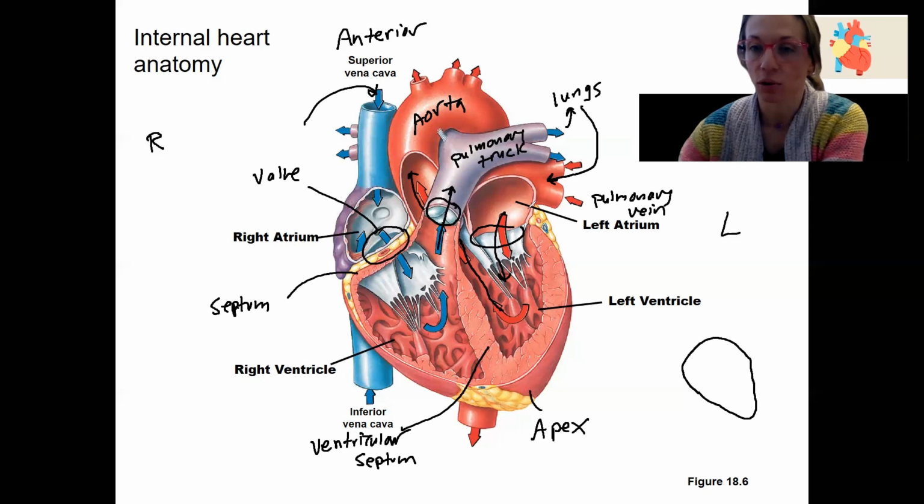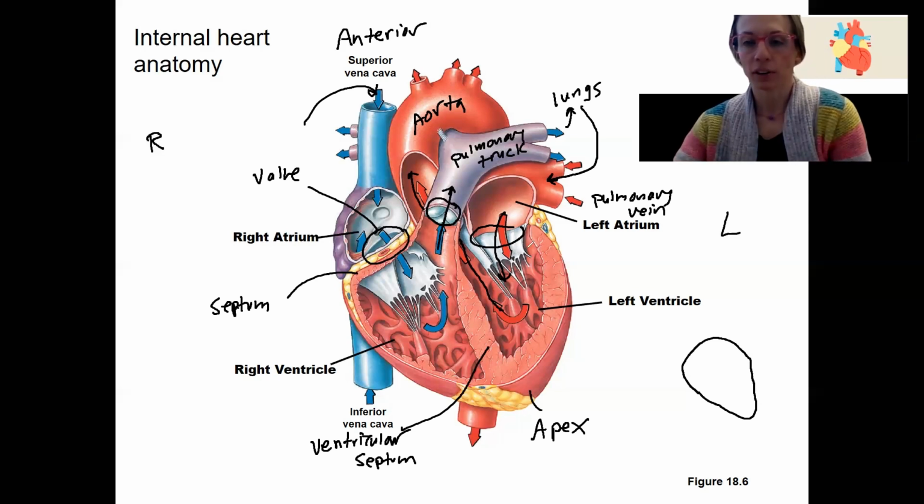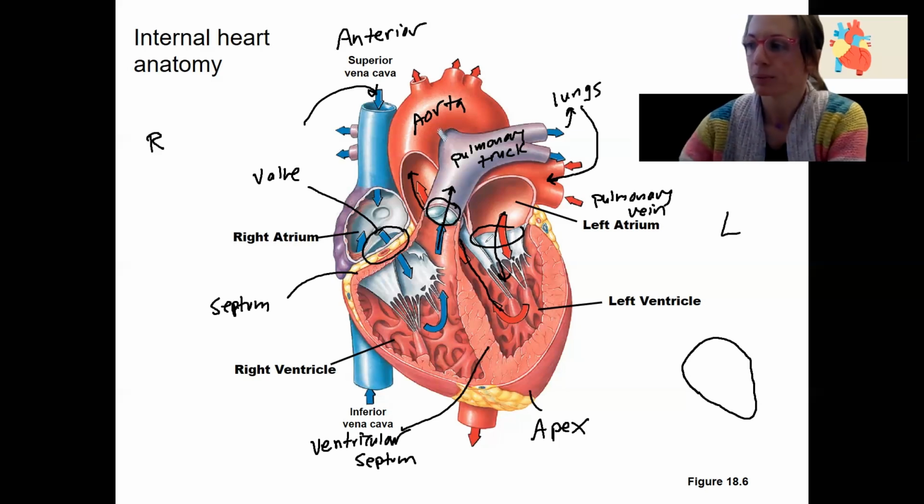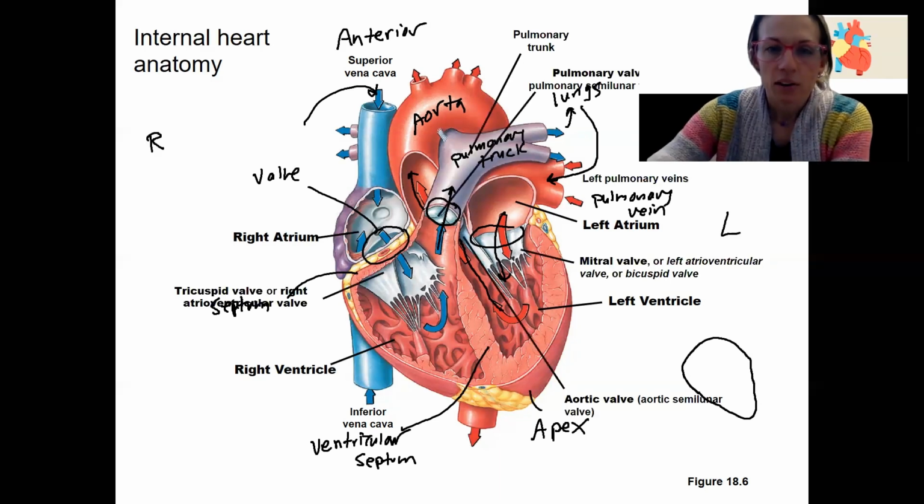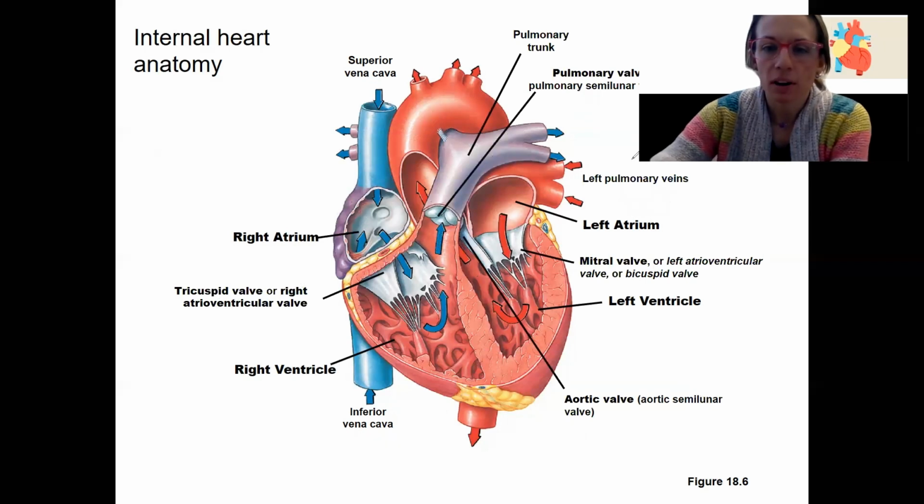From the aorta, blood is then going to go to the systemic arteries, both an abdominal aorta that goes down and an ascending aorta that goes up. Okay, I'm actually going to erase. Here are the names of the valves. I'm going to clear all this so we can see this better.